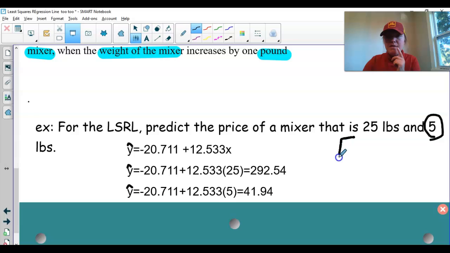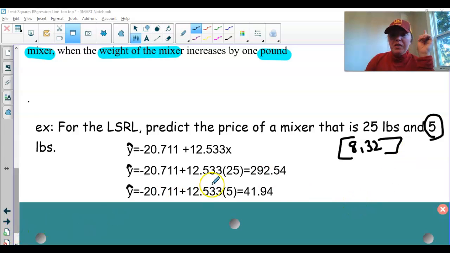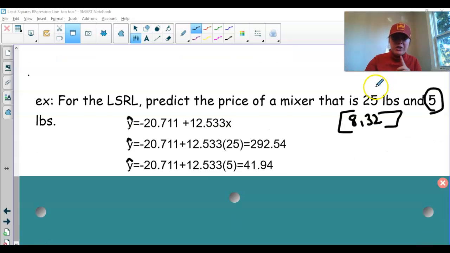If our domain went from 8 to 32, we had x values anywhere from 8 to 32. 5 is outside of that domain. Hopefully you're thinking 5 is outside of that domain, okay? That's an issue. When we use a regression line for prediction, we can't use values outside of that domain, okay? We had data from 8 to 32 that we used to build this regression line. If we take values outside of that domain, it's a risky prediction, and that's called extrapolation.